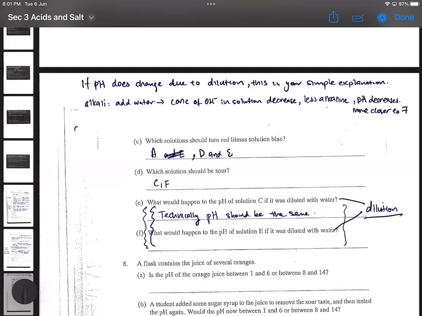In a similar case for acids, if you add water, similarly the concentration of the H plus ions in the solution will also decrease. So when this happens, it becomes so-called less acidic, and the pH, we say, will increase as it moves closer, also to pH 7.